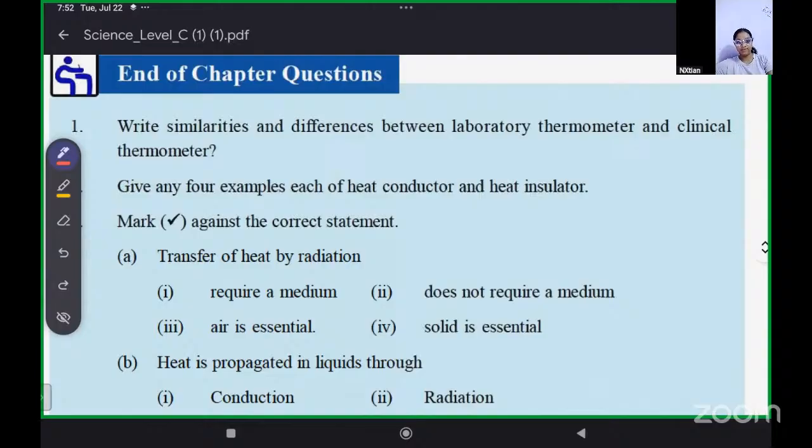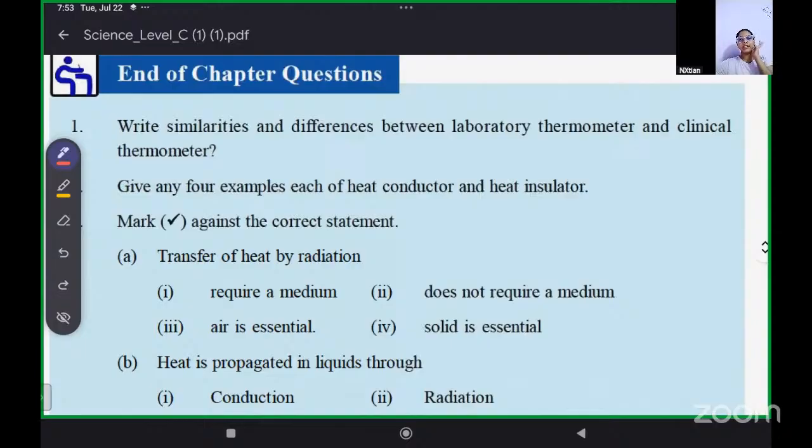Very good, Abraham. This is a major point that I was looking for. The difference in temperature scale: how much temperature the laboratory thermometer can measure, and on what scale the clinical thermometer can measure. This is a very important point. You have to write this in the differences. This is one of the major differences between both of them: the scale at which they can measure the temperature.